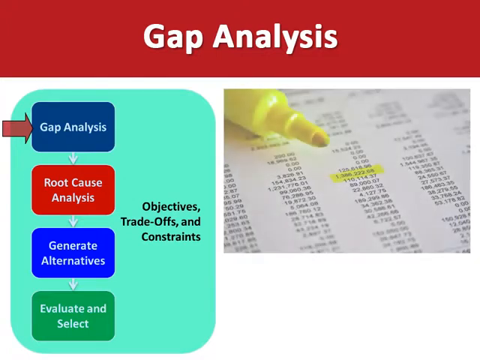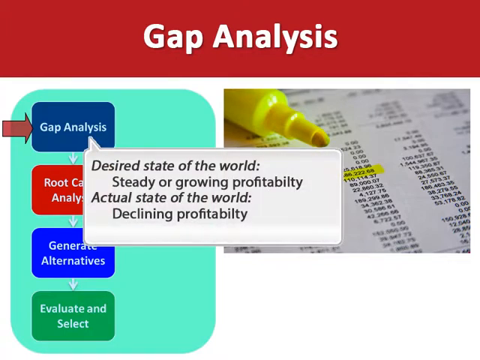Now, in this case, during the routine process of going through his financial reports, Doug recognized that his profitability seemed to be lower than that in past years. So the desired state of the world is steady or growing profitability. The actual state of the world is declining profitability. And since profitability is one of Doug's core objectives in terms of making a living, this is apparently an important gap and is worth his managerial time and effort to track down.